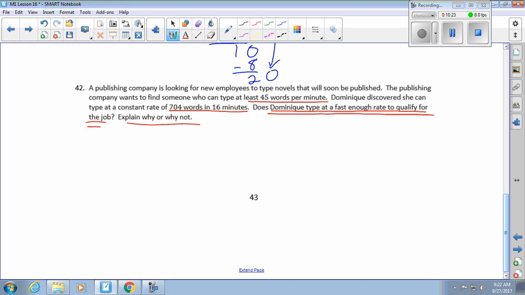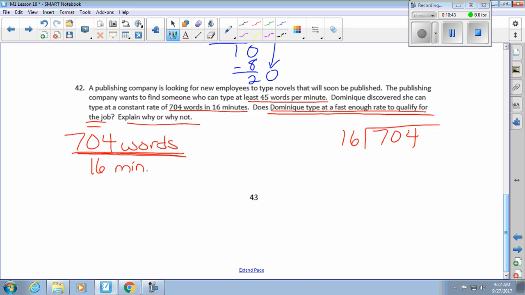So we're going to take 704 words. This is what we've been given. And that's in 16 minutes. So we want to figure out what that is in 1 minute. All right. So again, this line right here means division. So 704 divided by 16.